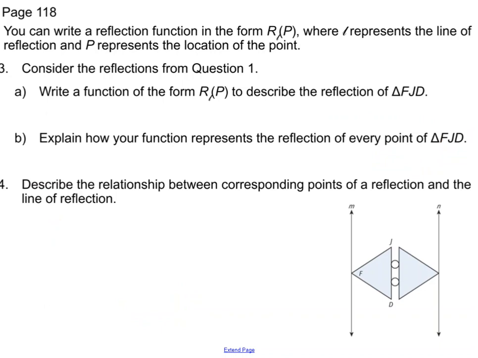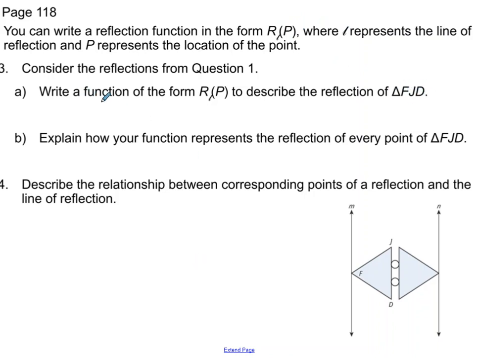Moving on to page 118. We are now going to learn about the notation of a reflection. So you can write a reflection function in the form of capital R and then a subscript letter. That subscript letter is the line of reflection. And then P is the point you're reflecting, or in this case, of JFD, many points that form a triangle.